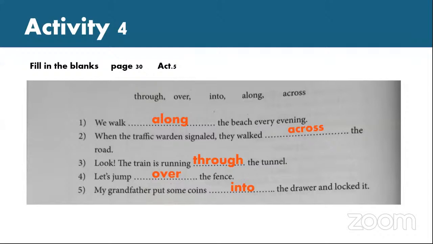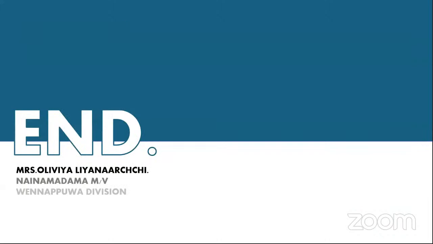Okay, I think you all enjoyed the lesson today. I hope it is clear to you. Now you have the idea how to use prepositions, not only prepositions of movement, but also of place and time. So this will be the end of the lesson today.